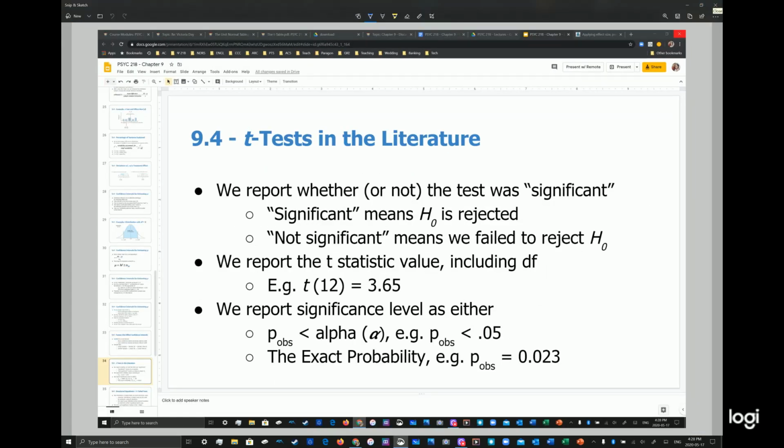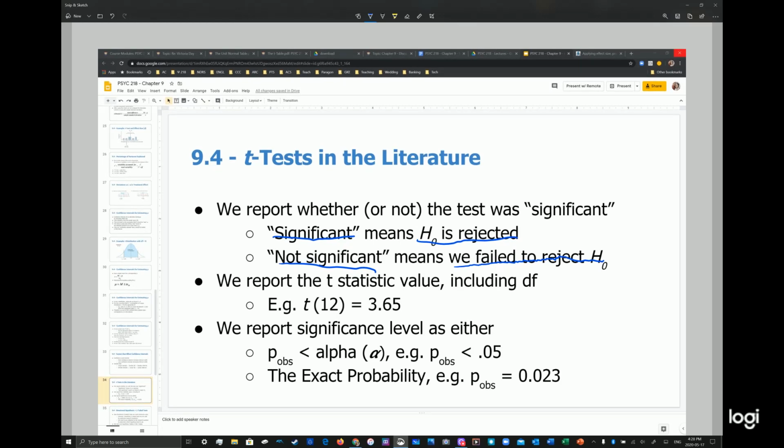Whether the test was, quote-unquote, significant, that is whether you have rejected or failed to reject the null. So if you have rejected the null, then it's considered statistically significant. And if you fail to reject the null based on your statistical evidence, then you'd say the test is not significant. You would report the t statistic value, including the degrees of freedom. So here the notation reads t, because you're using a t-test, then the degrees of freedom, that is n minus 1, and then your actual statistic, this is your t observed here.